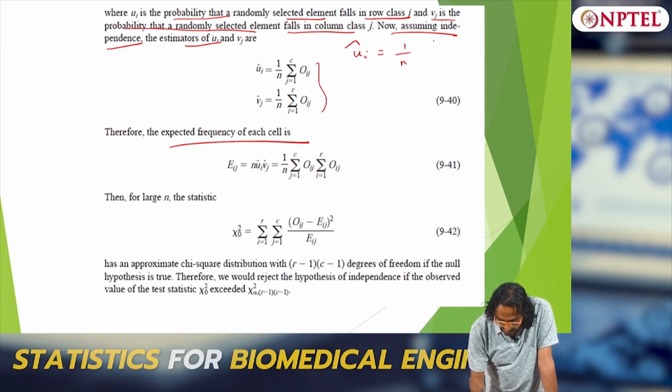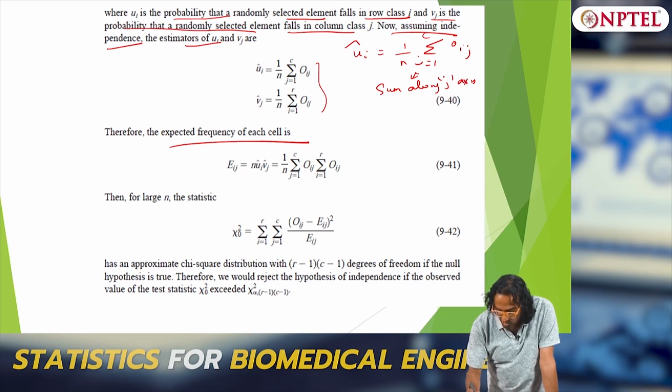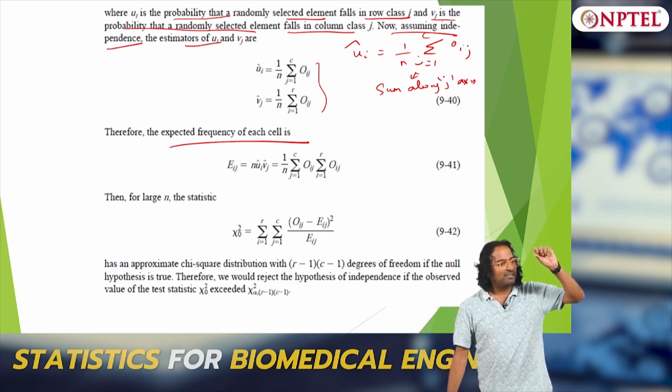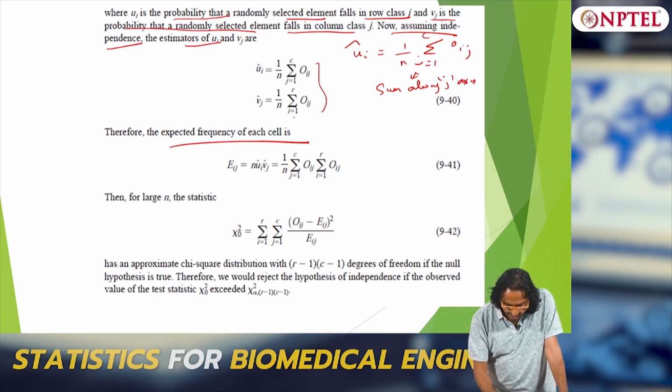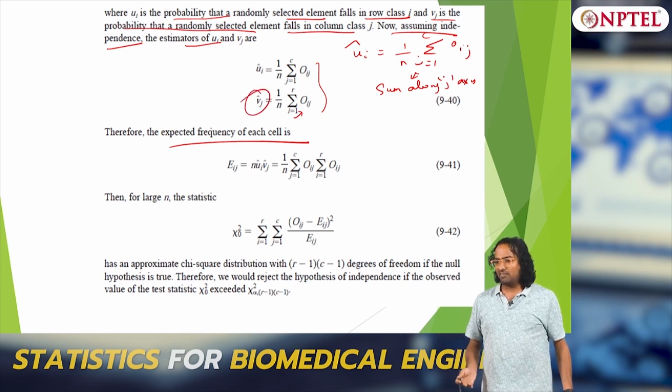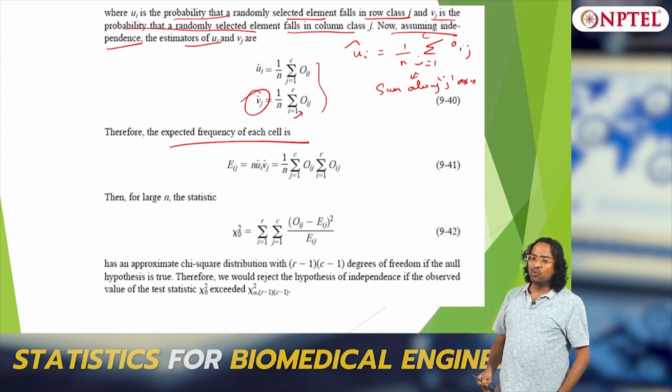1 over n times the summation over j equals 1 to c of Oij. What is it? You sum along the j axis, and you get the probability for a particular i. You sum along the i axis, and you get the estimator for j. So now I have an estimator for u and v.